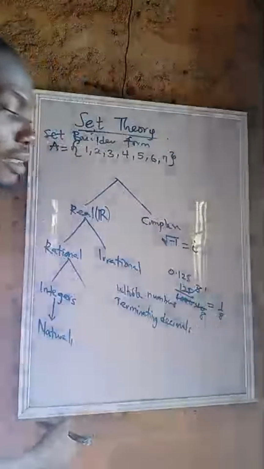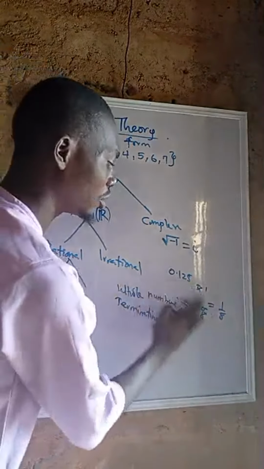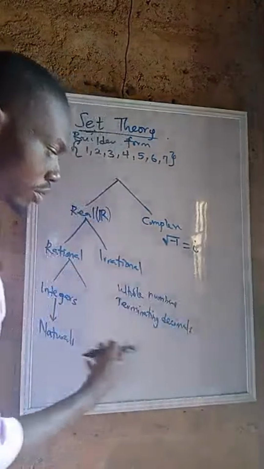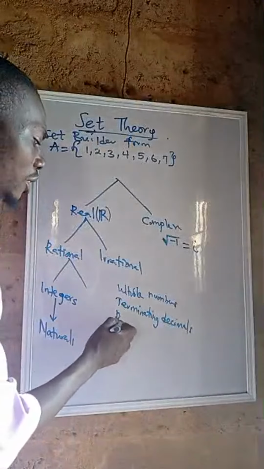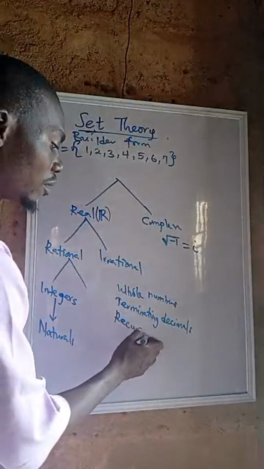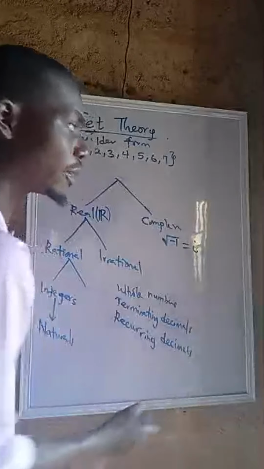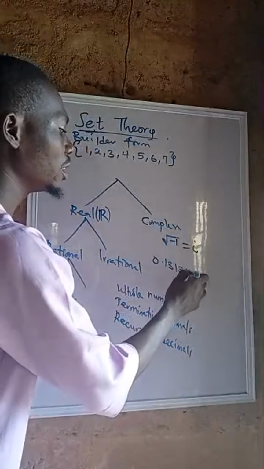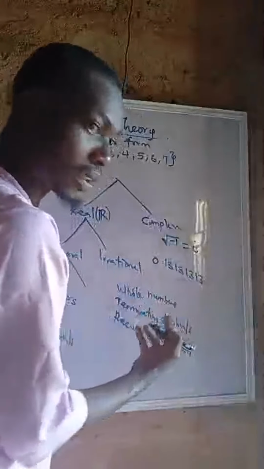Can you see we can express that in the form of a over b? So that is terminating decimal. Another one is recurring decimal. A decimal that reoccurs follows a certain pattern. For example, 0.131313. Now you notice that the 13 is repeating itself, is reoccurring.